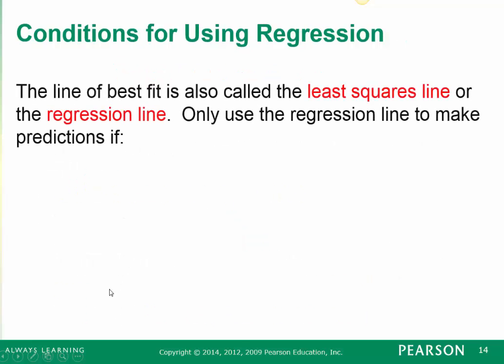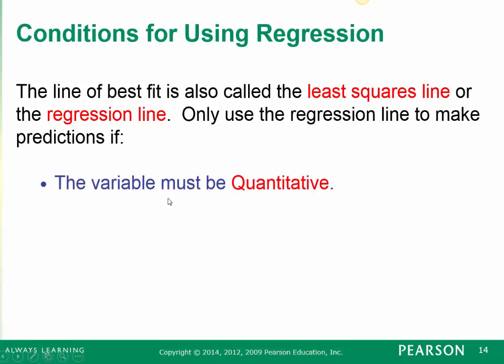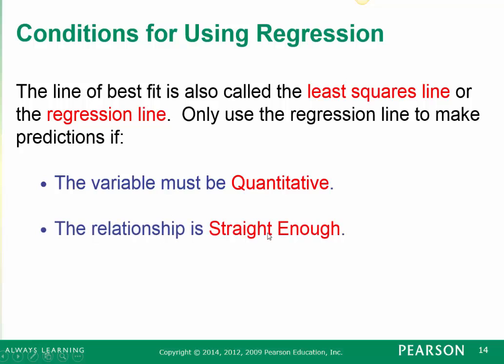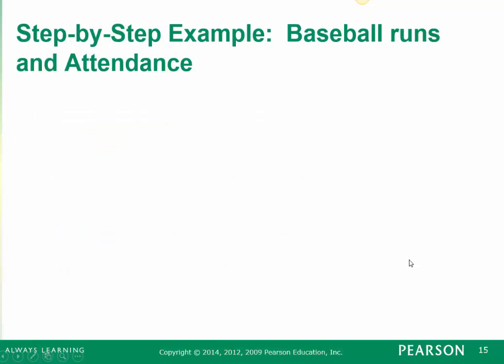So what are the conditions? We always have to check conditions. The line of best fit is also called the least squares line or the regression line, and we only use it to make predictions if the variables are quantitative, as we had in Chapter 6 for correlation, the relationship is straight enough, and there shouldn't be any outliers. So you're checking the same conditions, and again, it's important for you to make a scatter plot before you attempt to build the regression equation.